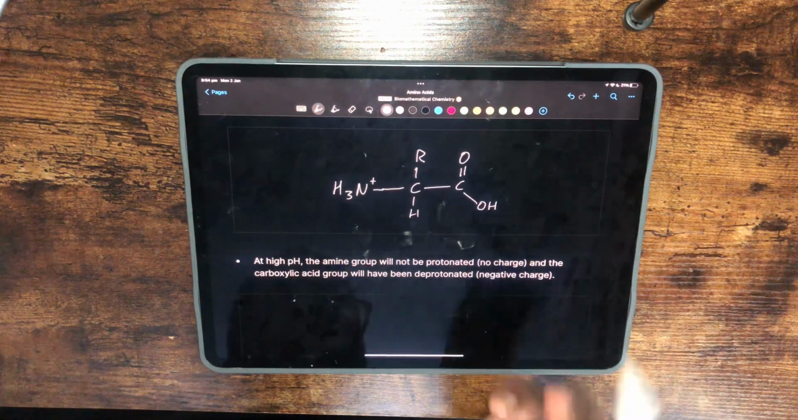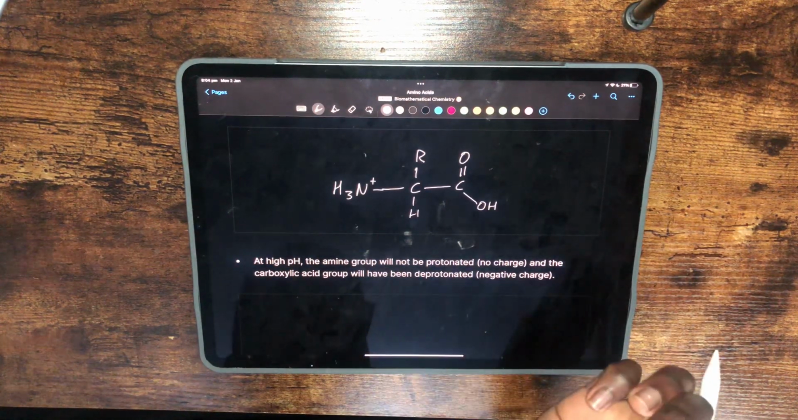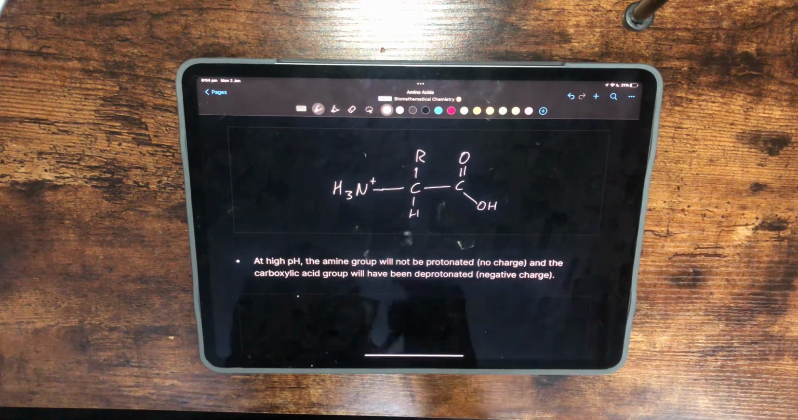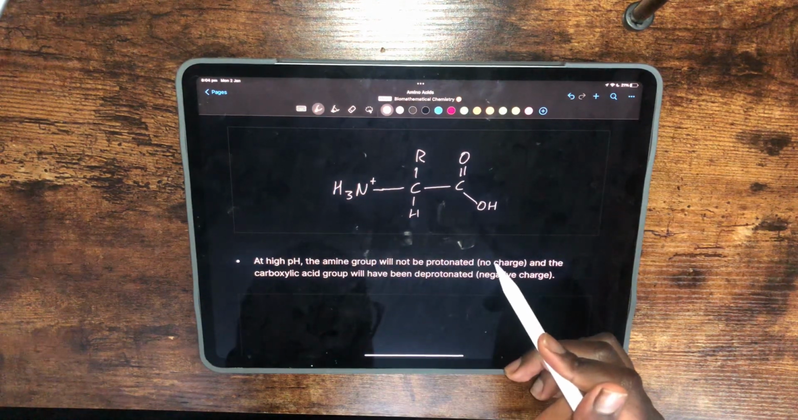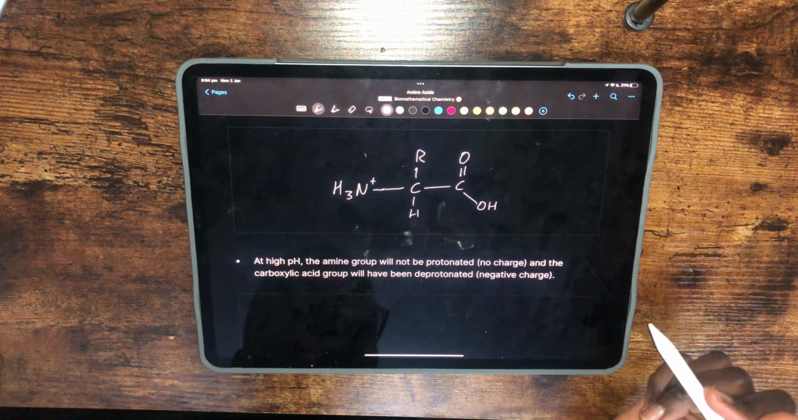But now if I was to flip that, if it was at high pH, the amine group will not be protonated, so nothing will happen to the amine group because it's not going to gain a proton, as there's no proton for it to gain.